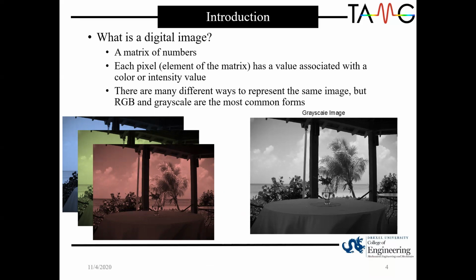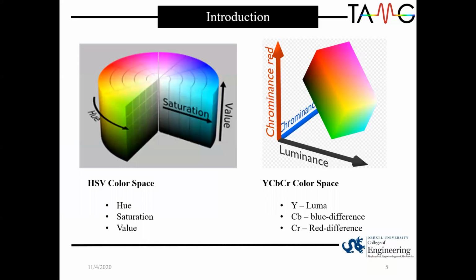Now, there are different color spectrums outside of RGB, which is basically the HSV color space, which goes to hue, saturation, and value, as you can see right here. And then there's another one that's called the YCbCr color space, which is luma, blue difference, and red difference. And we break into a little bit more of these as we go through the lecture as well.